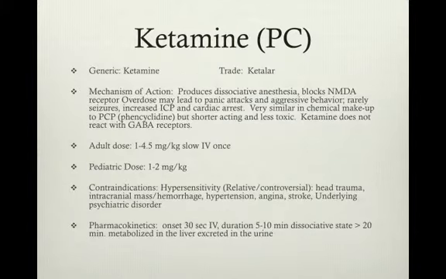Ketamine, primary care. Generic is ketamine, and the trade name is Ketalar. Mechanism of action: produces dissociative anesthesia, blocks the NMDA receptor. Overdose may lead to panic attacks and aggressive behavior, rarely seizures, increased ICP and cardiac arrest. Very similar in chemical makeup to PCP, but shorter acting and less toxic. Ketamine does not react with the GABA receptors, so this causes dissociative anesthesia, essentially unplugging your brain from the rest of it. Adult dose is 1 to 4.5 milligrams per kilogram slow IV once. Pediatric dose 1 to 2 milligrams per kilogram. Contraindications: hypersensitivity, and this is relatively controversial, head trauma, intracranial mass, hemorrhage, hypertension, angina, stroke, underlying psychiatric disorder. Because we do not want to unplug your head if you already have psychosis.